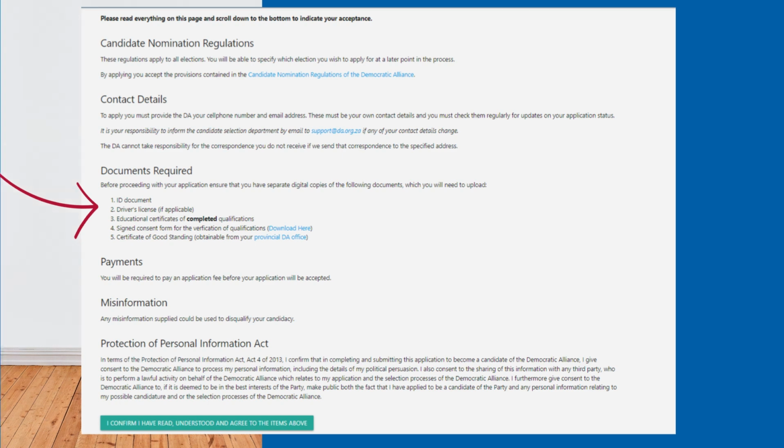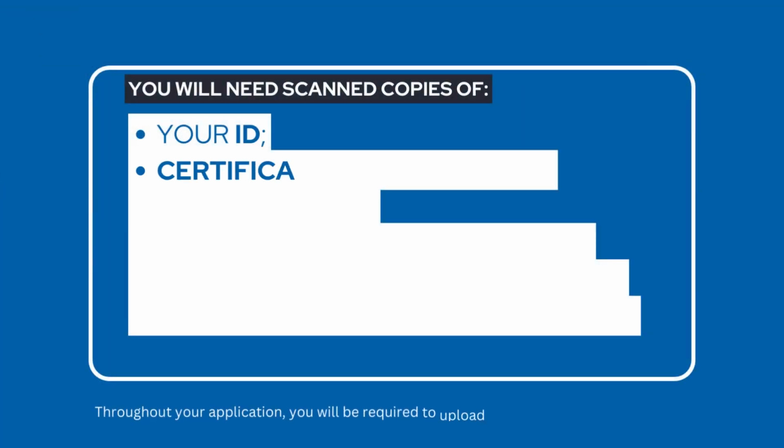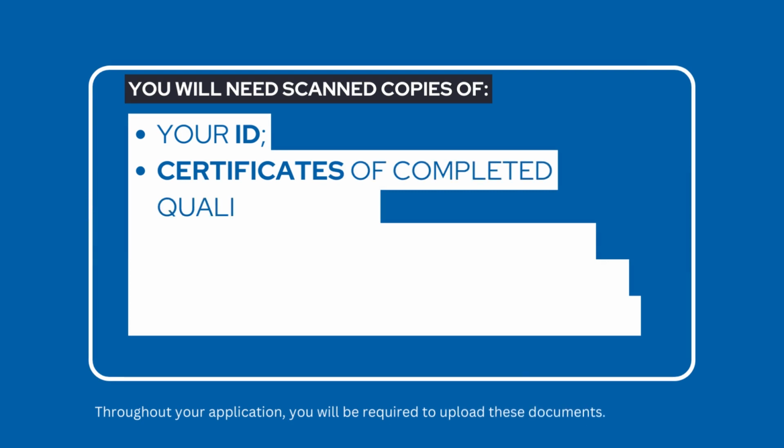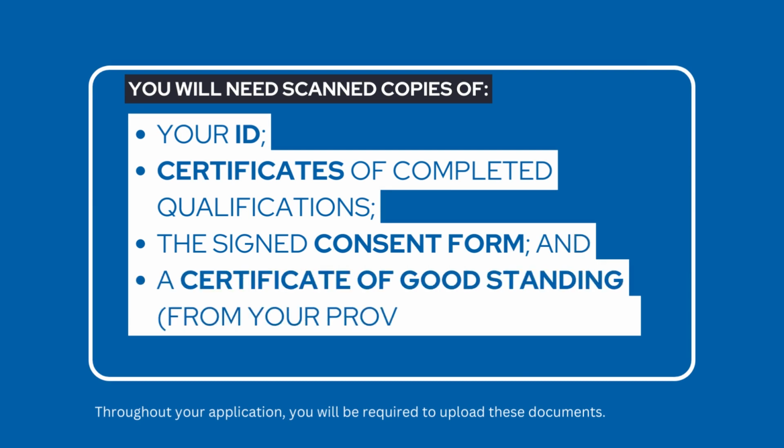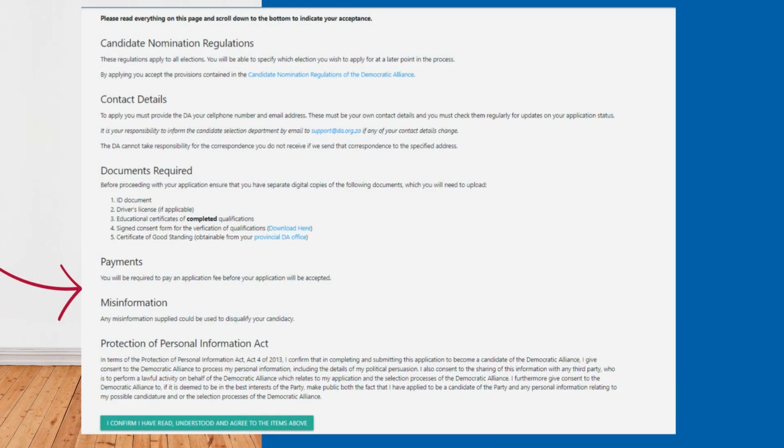The scanned documents you will need are your ID, certificates of completed qualifications, a signed consent form, and a certificate of good standing, which can be obtained from your provincial head office. Please note that there is an application fee of 275 Rand, which is payable online or via EFT.